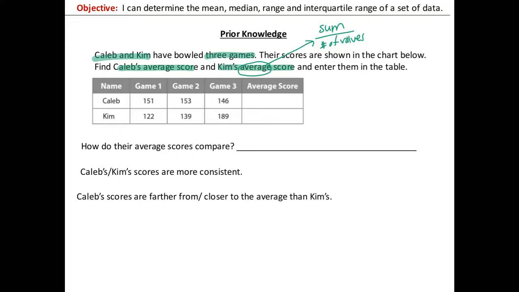So if we look at Caleb, I'm going to put C for Caleb. I'm going to add 151 plus 153 plus 146, and we're going to divide by how many numbers we have. They played a total of 3 games, so you divide by 3. That'll give you the average for Caleb. So please grab your calculator. I'm going to add those 3 numbers together and then divide by 3.